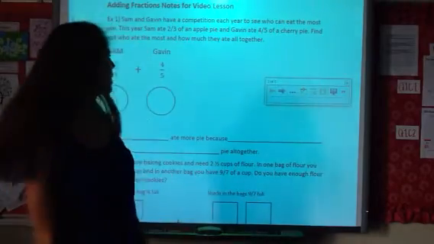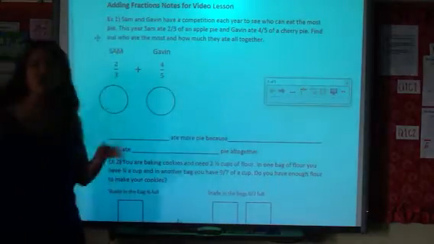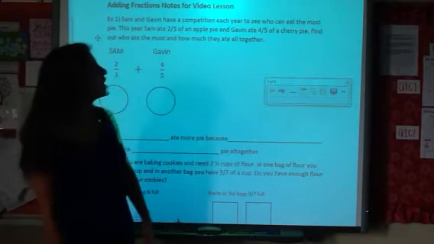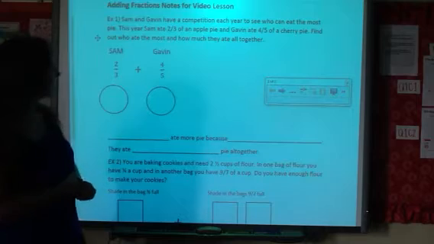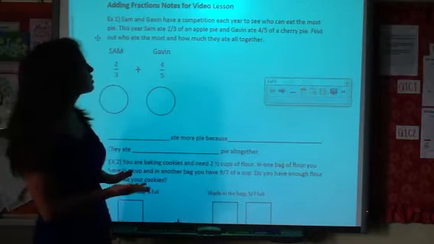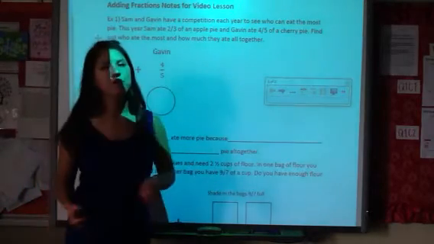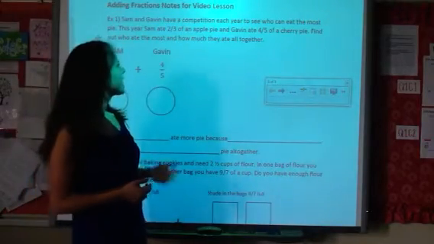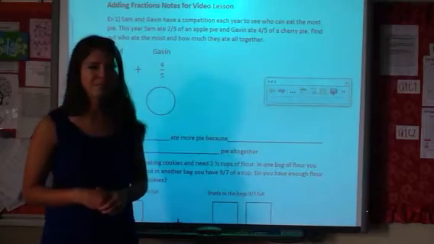So let's look at the first one. Sam and Gavin, just read along with me as I read aloud. Sam and Gavin have a competition each year to see who can eat the most pie. This year, Sam ate 2/3 of an apple pie, and Gavin ate 4/5 of a cherry pie. Find out who ate the most pie and how much they ate altogether.